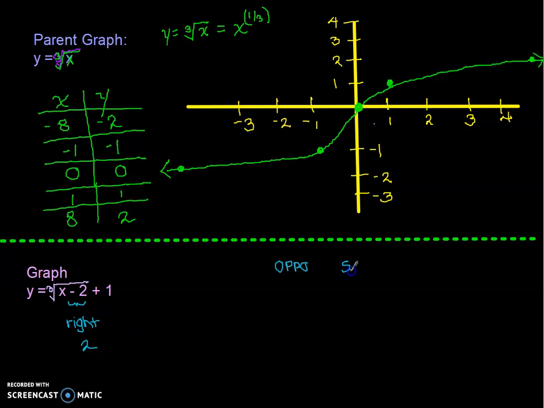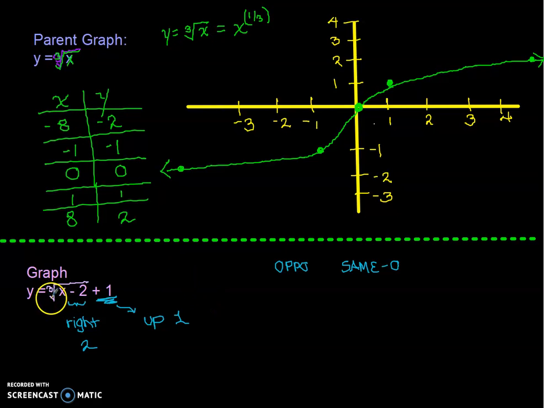And then the SAMO comes in because if any number is being added or subtracted outside of the parentheses, outside of the radical, outside of the square root, we shift that graph up or down that many units, and we do exactly as it says, SAMO. So if it says +1, that means we're moving up 1. Well, right 2 and up 1 from what?